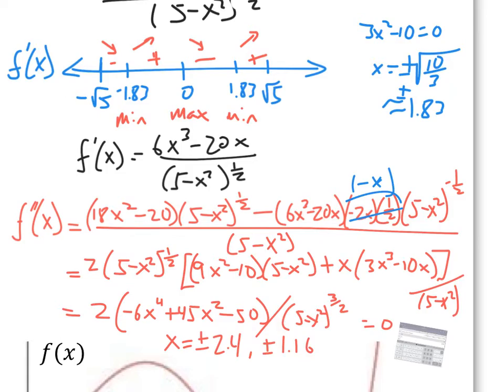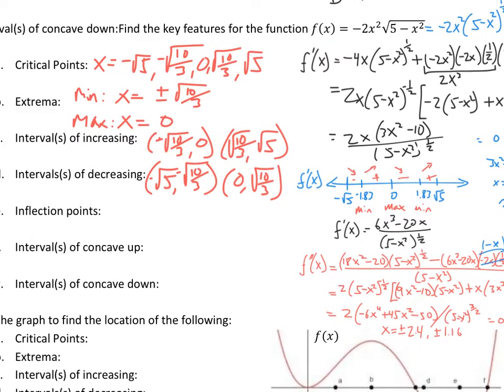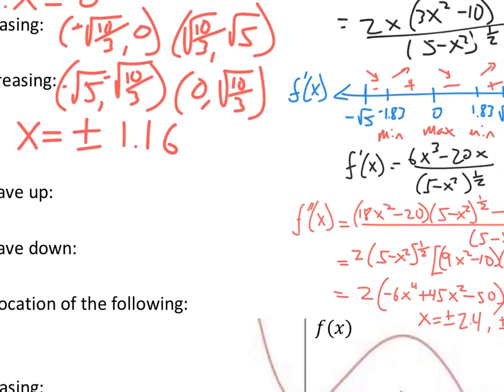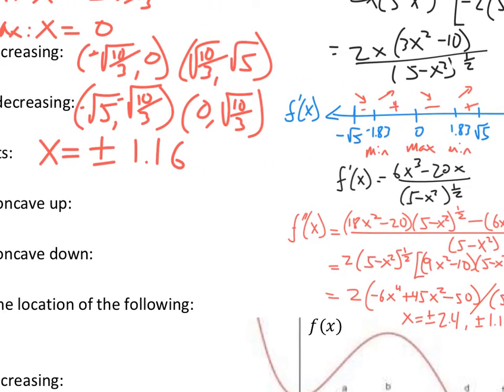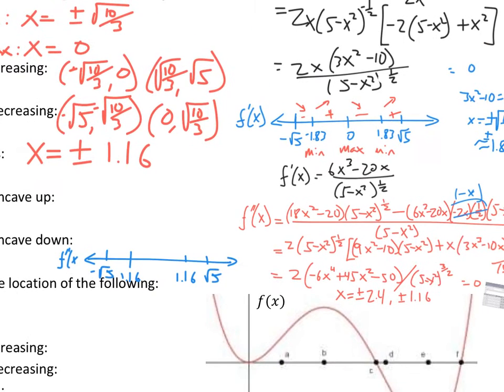So let's get those down. Inflection points at x equals plus or minus 1.16. Okay, so we can find our concavity, and we got all our goodies here. Whew, almost there. F double prime of x. So we have negative square root of 5, square root of 5, and we have 1.16 and negative 1.16, all right? And so let's go back to our second derivative over here.